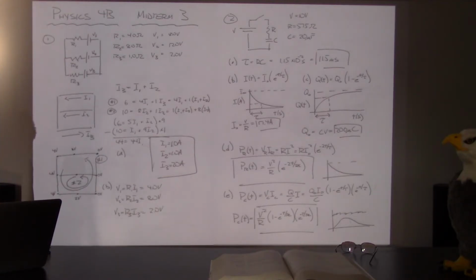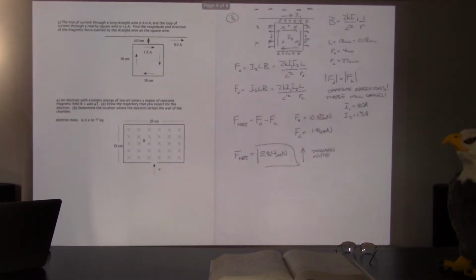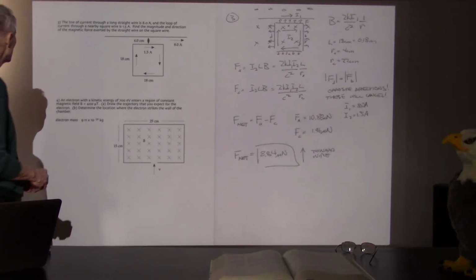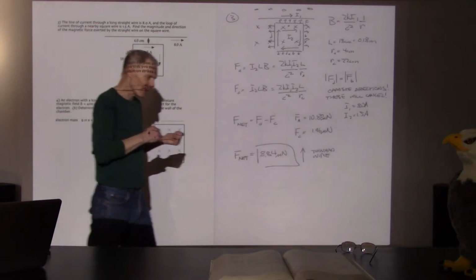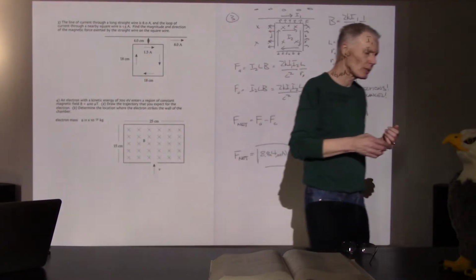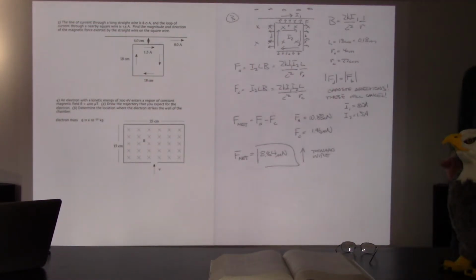All right, let's look. It looks like we're through that. It's time to move on to problems 3 and 4. So we've looked at the circuit examples from chapters 25 and 26. Now we're ready to take a look at the magnetic field examples.